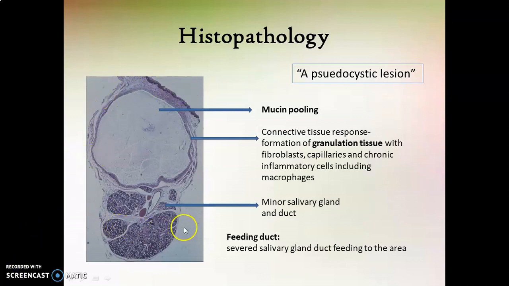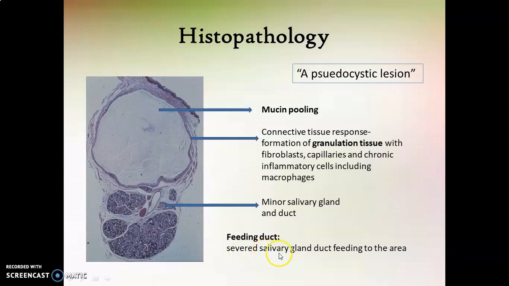So this image is a hematoxylin and eosin stained microscopic section of mucocele. You can see the area of spilled mucin within the connective tissue. This mucus pooling is surrounded by a granulation tissue response or connective tissue inflammatory response, which consists of fibroblasts, capillaries, and chronic inflammatory cells including macrophages. The macrophages present in this area function to phagocytose or engulf the spilled mucin. And in the vicinity, you can even appreciate the minor salivary glands and ducts.